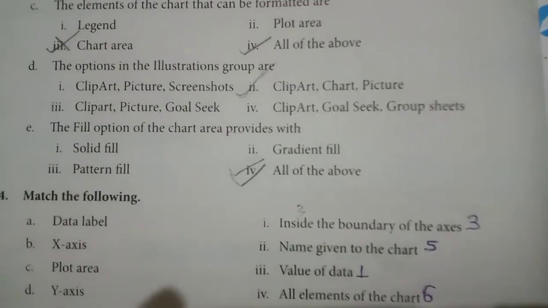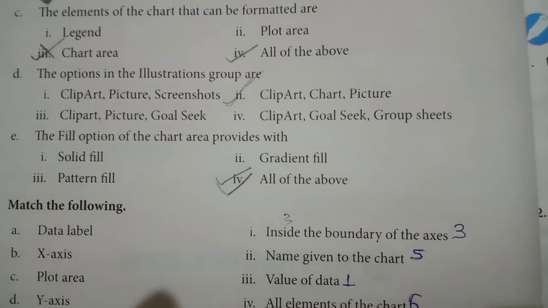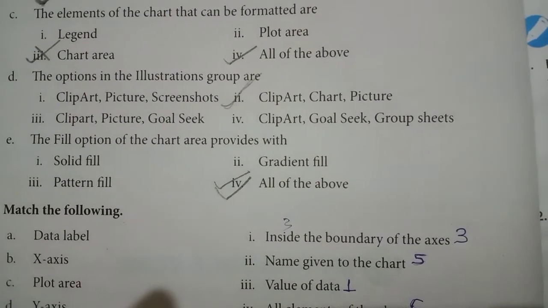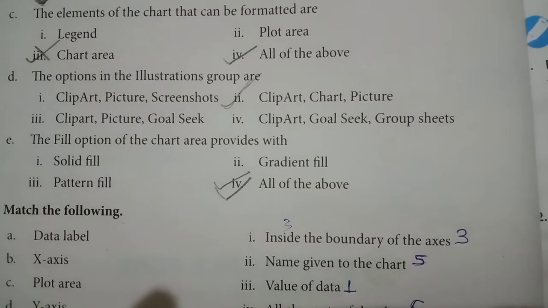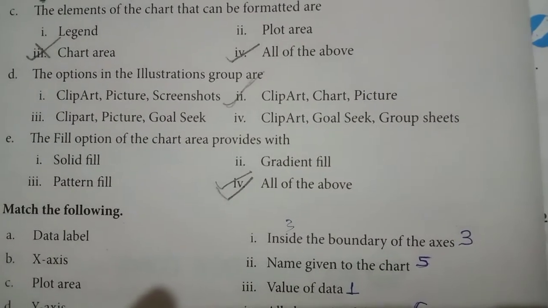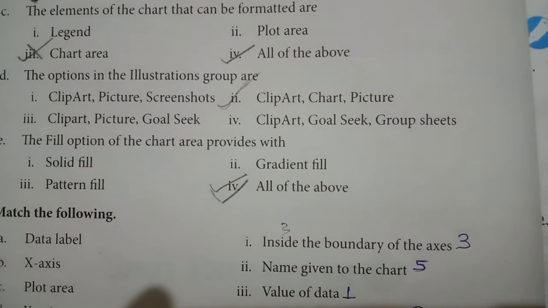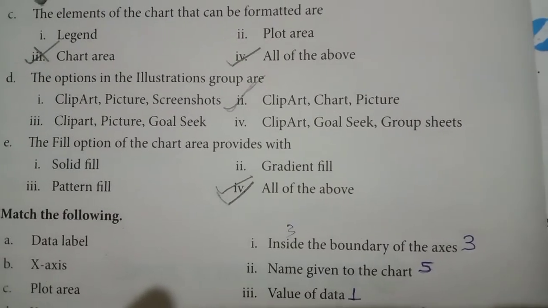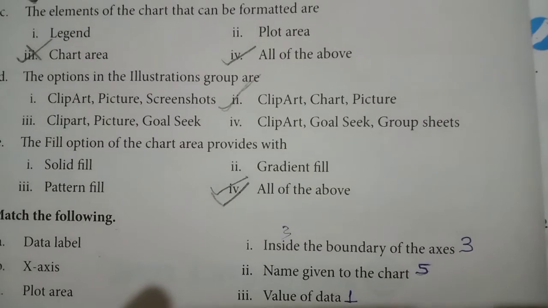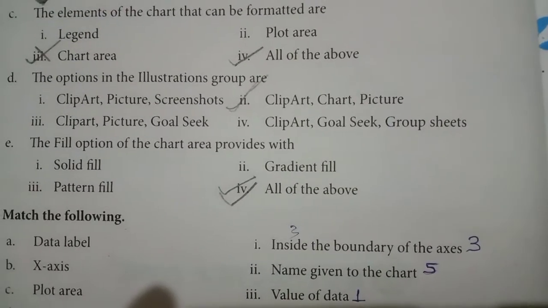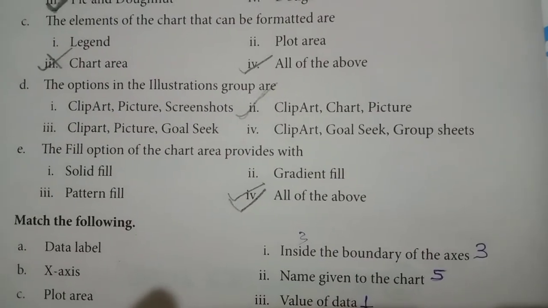Then the fourth one. The options in the illustration group are which one? Clip art, picture, screenshot, or clip art, chart, picture, or clip art, picture, goal seek, or clip art, goal seek, group sheet. So the correct option is clip art, chart, picture, the second one. The answer of D is the second one.